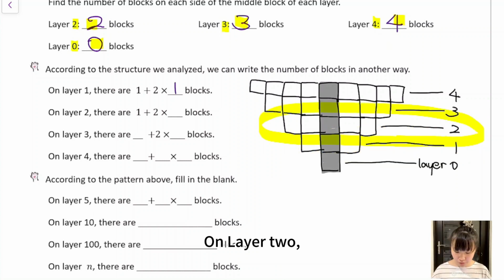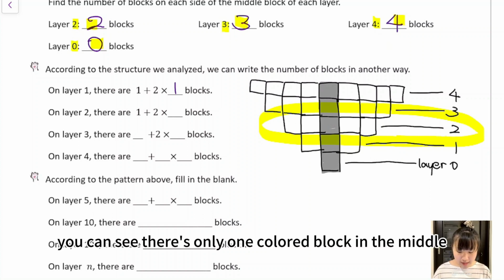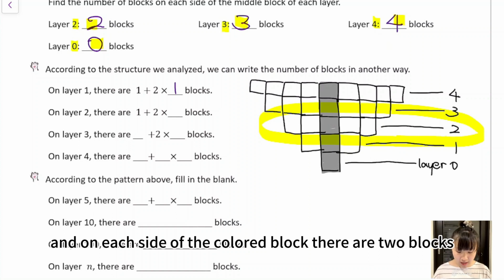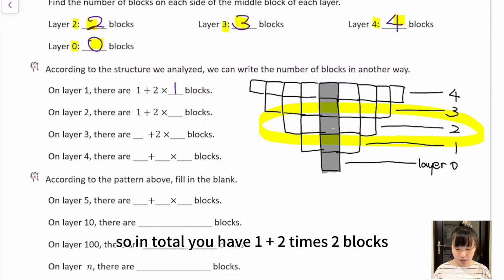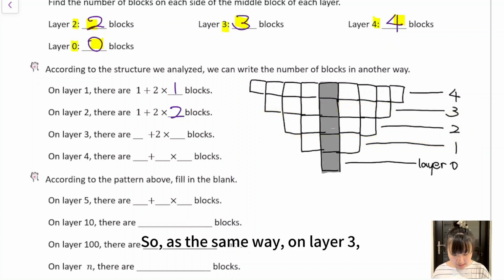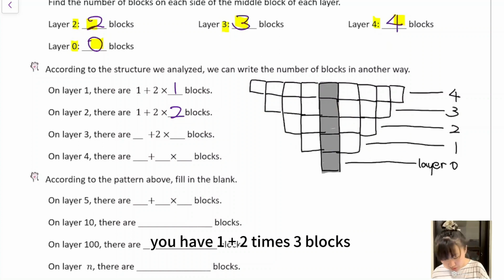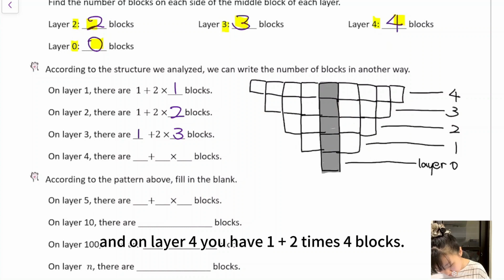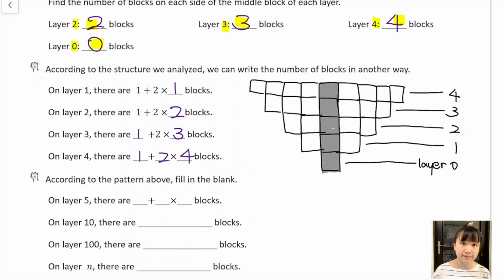On layer 2, you can see there is only 1 color block in the middle, and on each side of the color block, there are 2 blocks. So in total, you have 1 plus 2 times 2 blocks. So it's the same way on layer 3, you have 1 plus 2 times 3 blocks, and on layer 4, you have 1 plus 2 times 4 blocks.